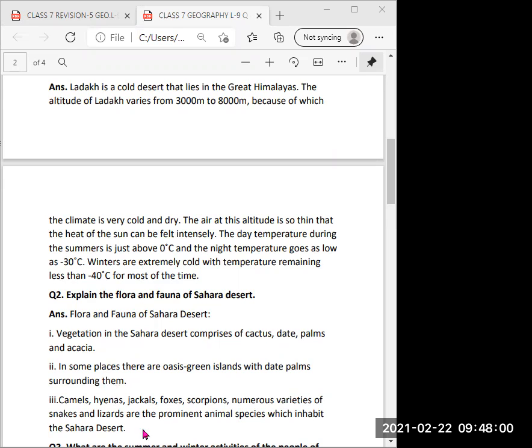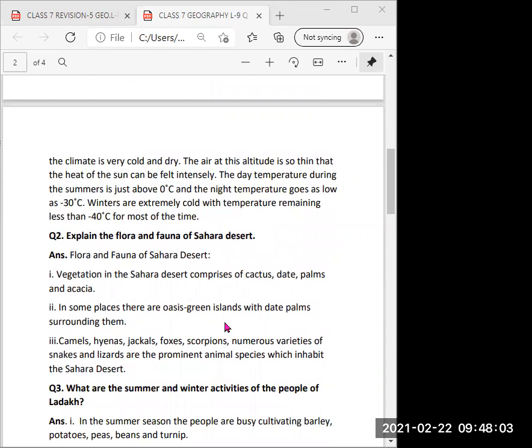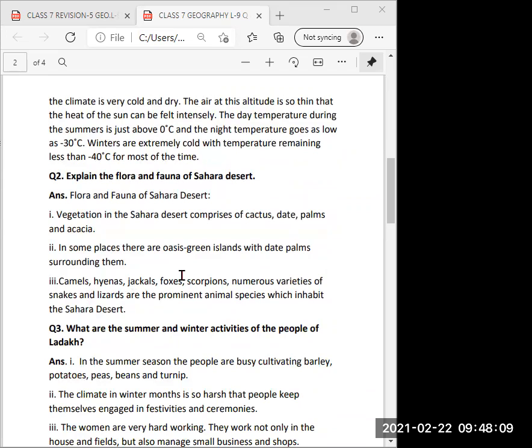Clear? Then next, in some places there are oases, that is green islands with the date palms surrounding them. Oasis means fountain of water. In the Sahara Desert, somewhere water starts coming out from below. Then it forms the oasis and around it some date palms grow, because water is there. So in some places there are oases, that is green islands with the date palms surrounding them.